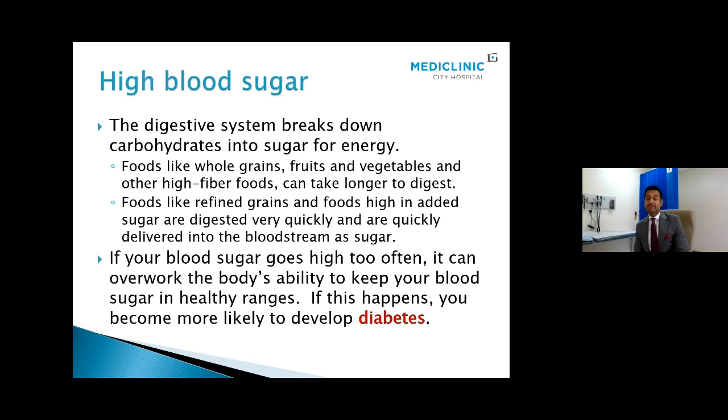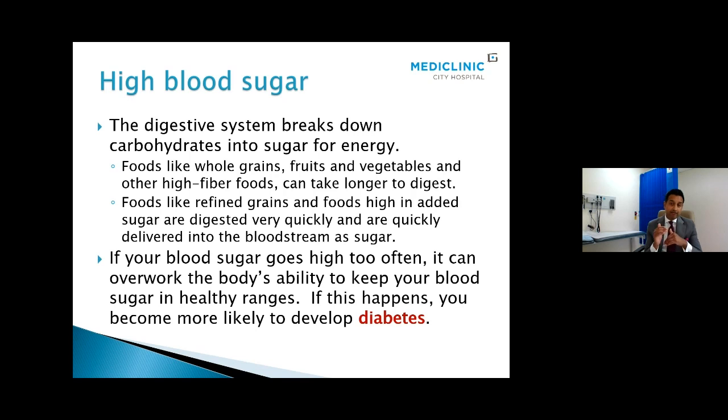Okay, next major risk factor is high blood sugar or diabetes. Our digestive system breaks down carbohydrates into sugars for energy. So we need glucose for energy. It's our major source of energy. But we find glucose in different types of foods. Refined grains and foods that are high in added sugar are digested very quickly and therefore quickly deliver sugar into the bloodstream. And that's what we want to try to avoid.